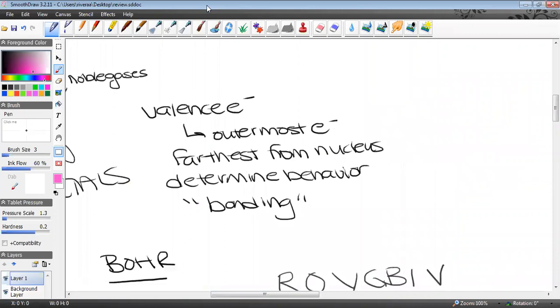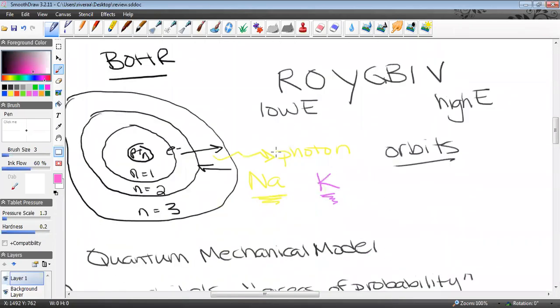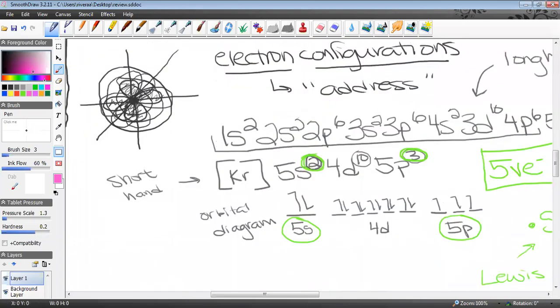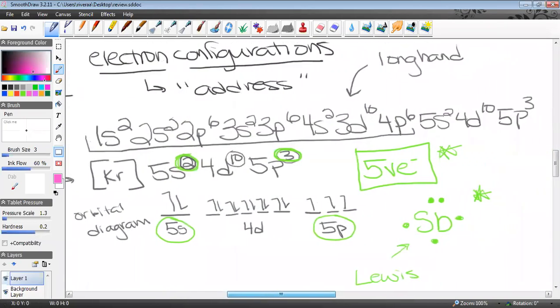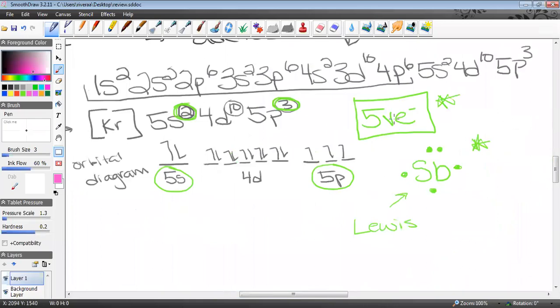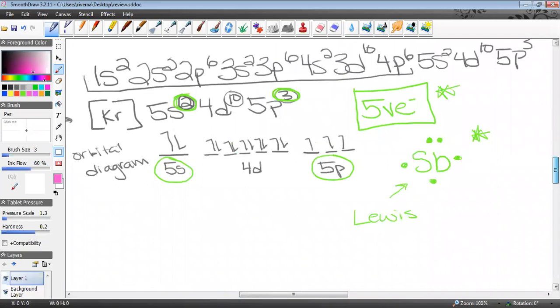Valence electrons, being able to identify them, very, very important. Even if you're just identifying them based on group number, okay? So if you just look at the group number and you get your valence electrons, awesome. And being able to draw a Lewis dot diagram. Those are the things that you absolutely need to be able to do.